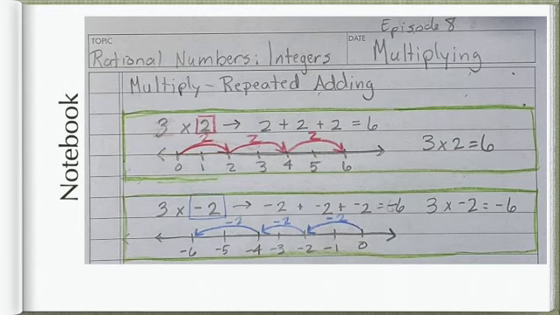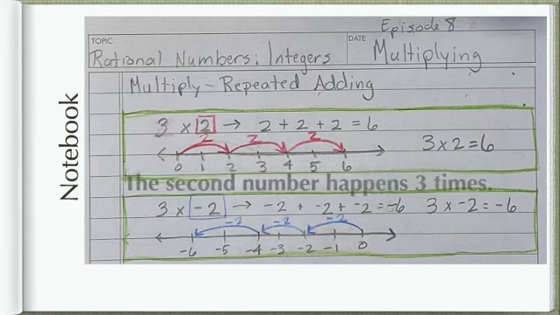So the title is Rational Numbers, Integers, and we are multiplying. To multiply means repeated adding. And there are 2 of our examples. Our positive example, 3 times 2, meaning 3 groups of 2. So you have 2 plus 2 plus 2, which is 6, and then I showed 2 plus 2 plus 2 on the number line. That's the first example, so I boxed it in green. And then 3 times negative 2 is negative 2 plus negative 2 plus negative 2, which is negative 6, and I showed that on the number line.